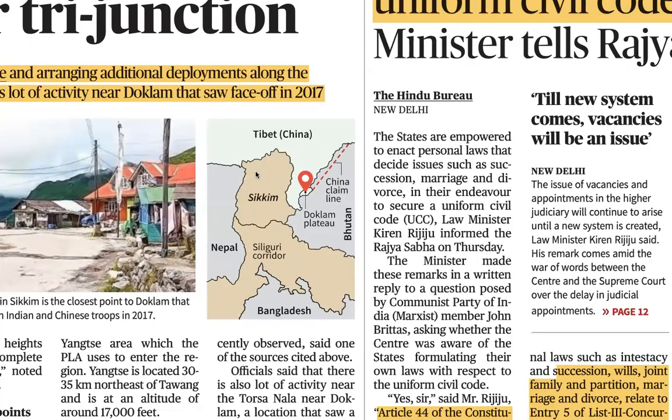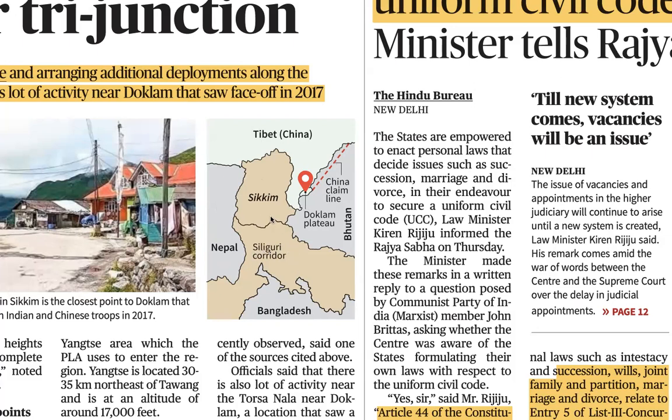So you can see that we have Sikkim here and the Doklam Plateau. It is in the country of Bhutan, and this is China's claim line. You can see the red dotted line is what China claims as its border. So this region, China claims it to be part of China. Here you can see Tibet, here you have Nepal, we have Bangladesh, and this is the Siliguri corridor, which is also known as the Chicken's Neck corridor, and this is in the state of West Bengal.